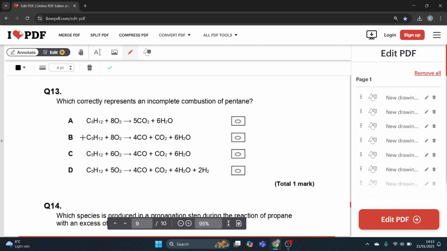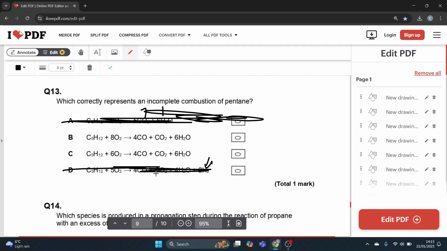And in question 13, which correctly represents an incomplete combustion of pentane. So A is wrong, that's complete combustion, enough oxygen to ensure products are completely carbon dioxide and water. Okay, so I'm left with B, C, and D. Well, the thing is with D, we're definitely not going to form hydrogen, so I don't know where it's got that from. So I'm left with B and C. We're definitely going to form carbon monoxide. We are definitely going to form carbon dioxide and water. But which one is correctly balanced?